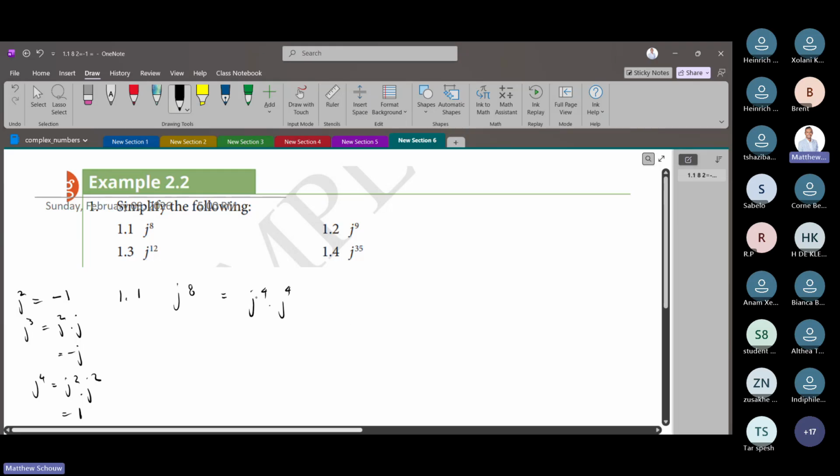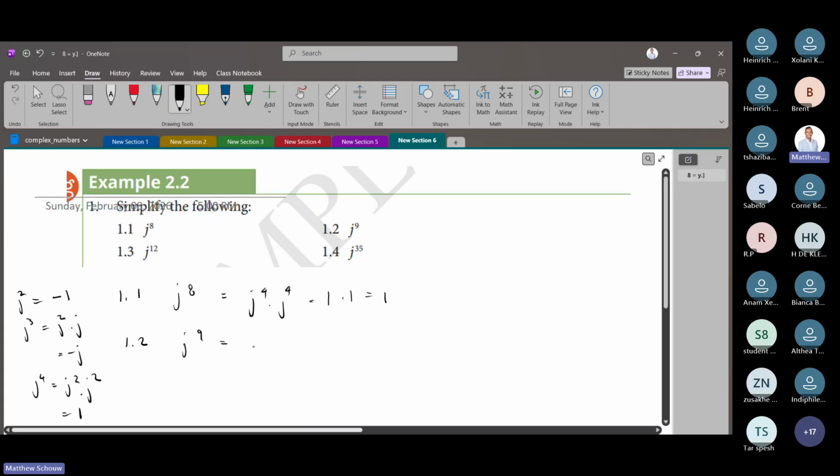Laws of exponents, yes. That's straightforward. You could have even broken this up into J2, J6, or J5, J3. You'd come out to the same answer. So J4 will be 1. J4 will also be 1. Therefore, J8 is 1. That's it. I'll do 1.2 for you, and you guys can play around with the other two now.